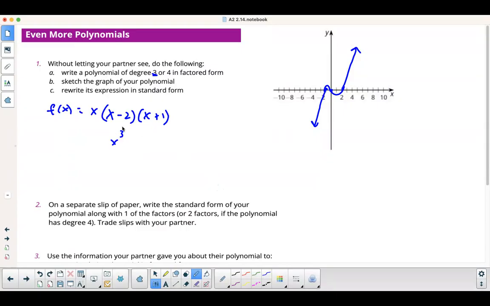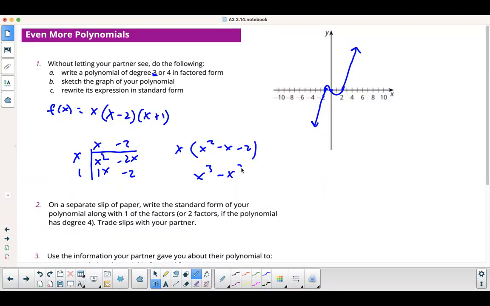Rewrite it in standard form. So let's do this. Let's multiply these two first. So that gives me x squared minus 2x, plus 1x, minus 2. If I combine my like terms, I'm going to get x squared minus x minus 2. Distribute the x: x cubed minus x squared minus 2x. So there's my polynomial in standard form.